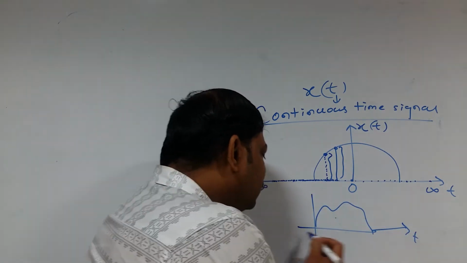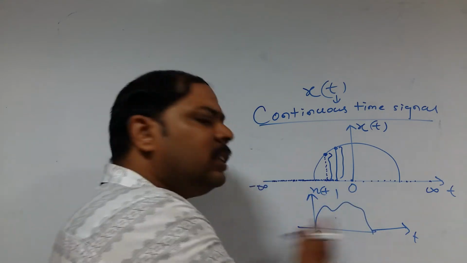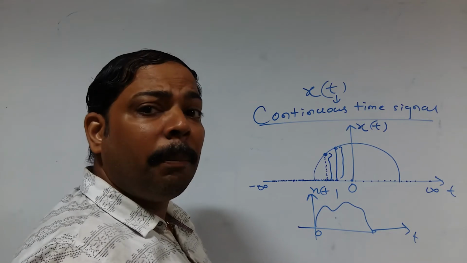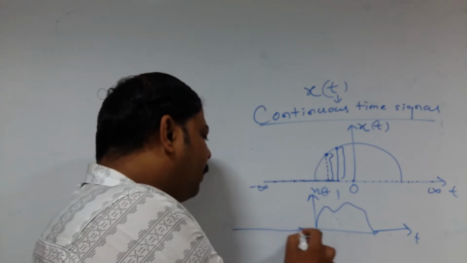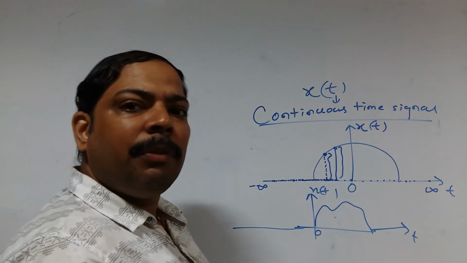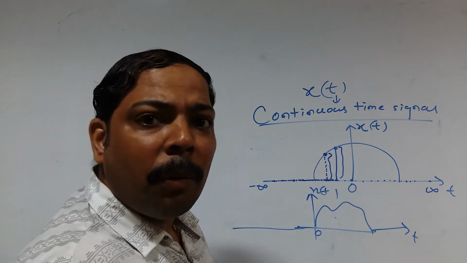This is your time axis. This is the origin. This is your x(t). Now this signal is basically a continuous time signal, because you just consider the time from minus infinity to plus infinity. Whenever you are discussing a signal, think that you are coming from minus infinity time and going towards plus infinity time over the signal.